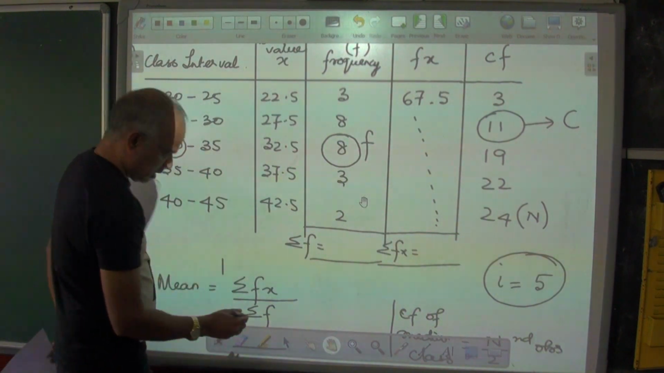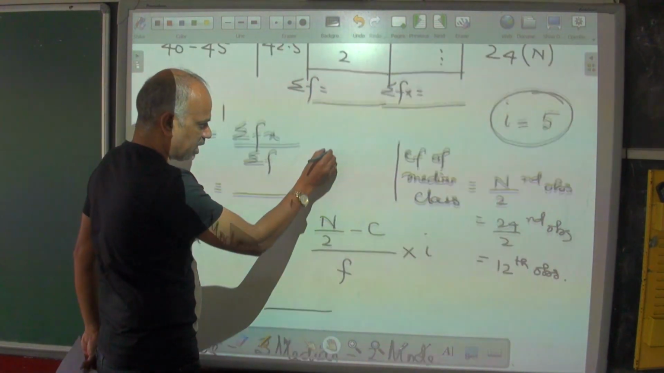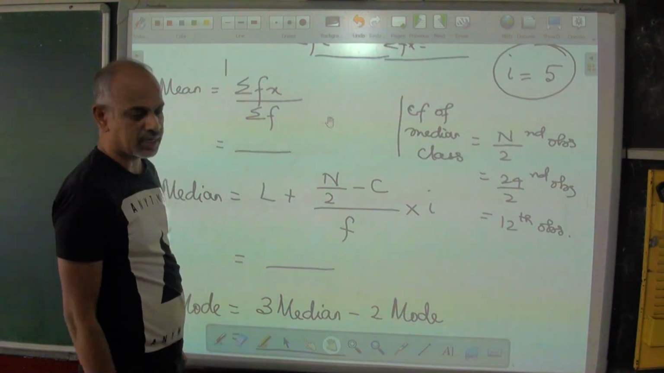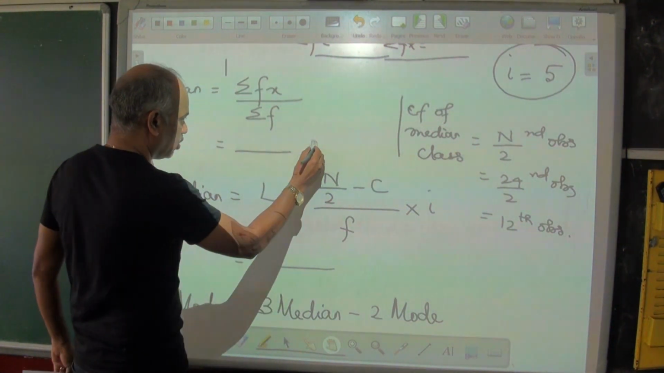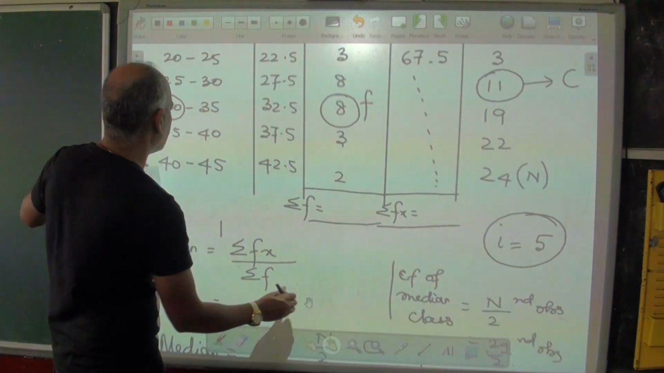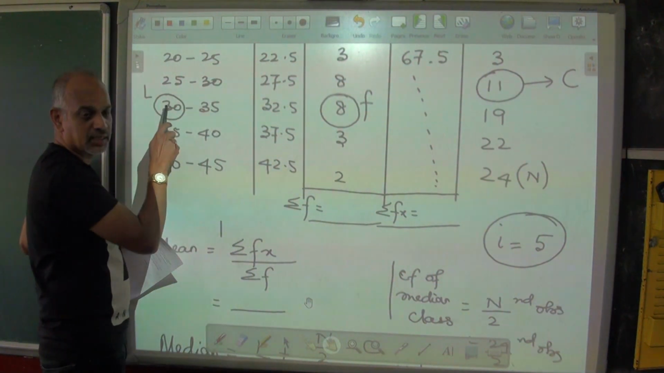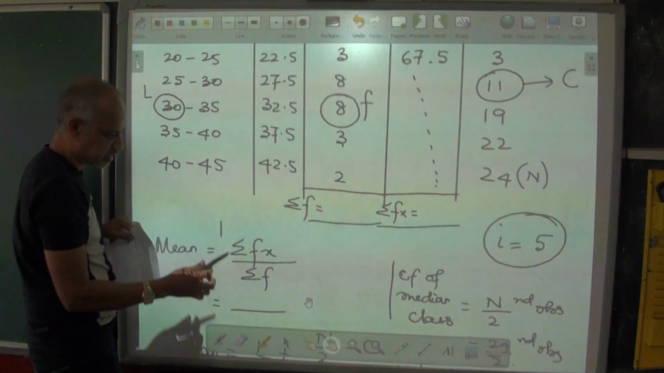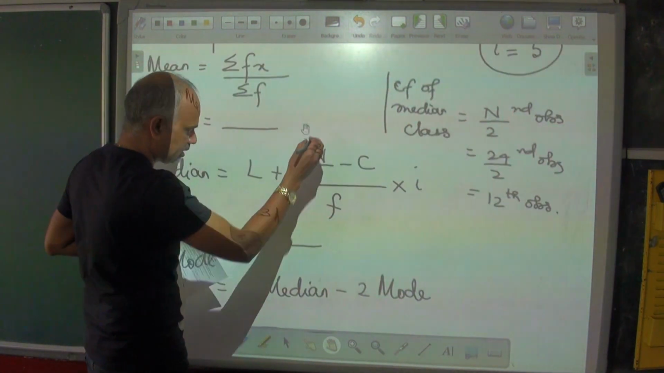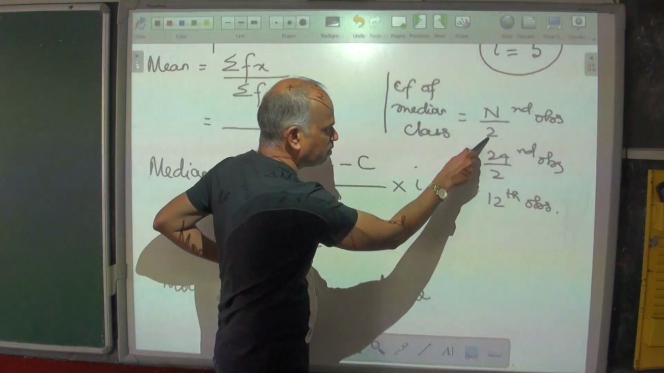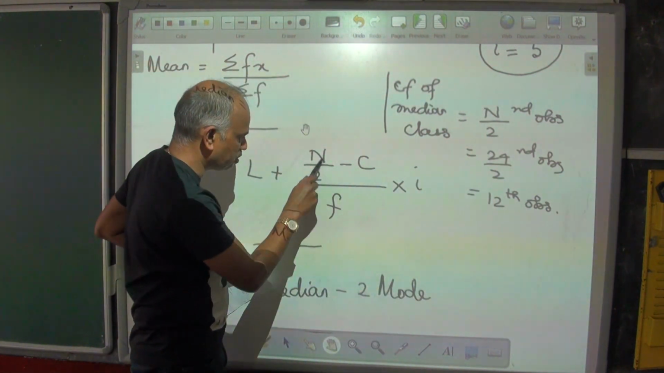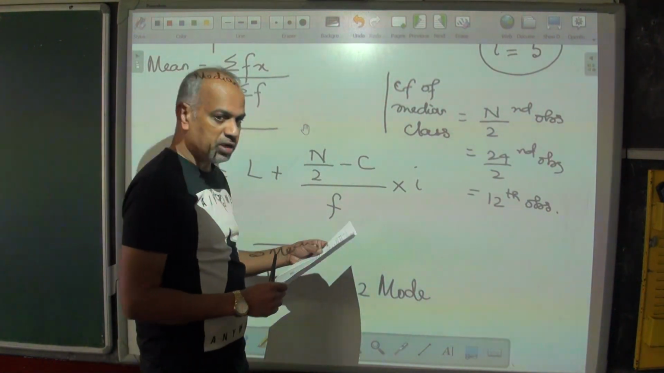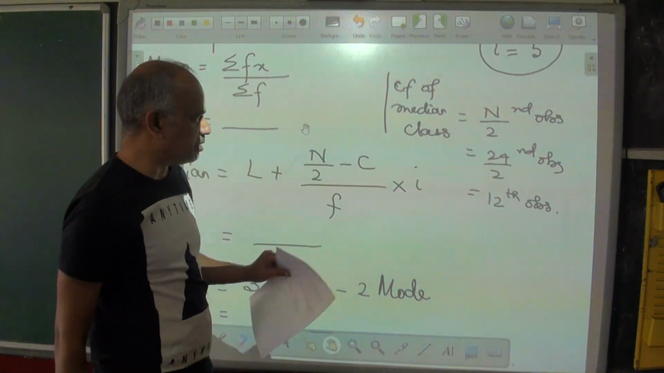Now, as I said in the formula, L stands for lower limit of the median class. This is the median class. So the lower limit of the median class, that's the L value. That's 30. Then n by 2 value you got here. That's 12. Minus C is the cumulative frequency of the class preceding the median class.